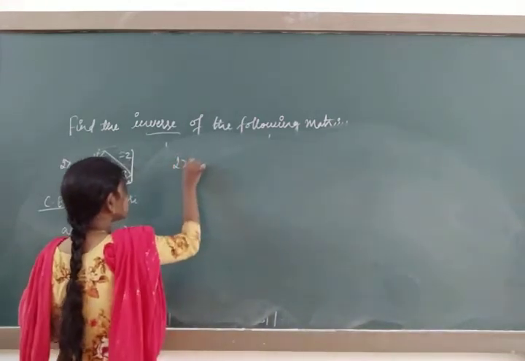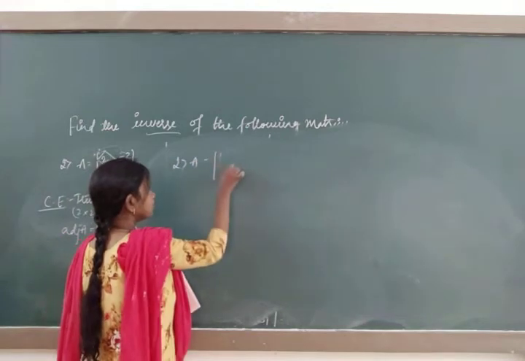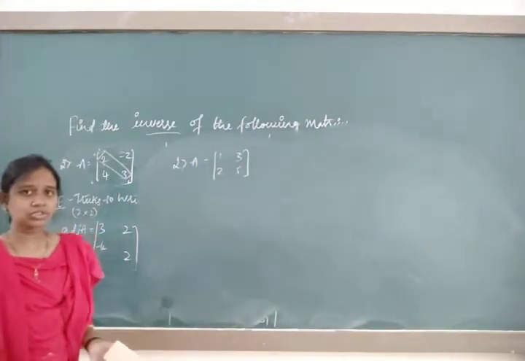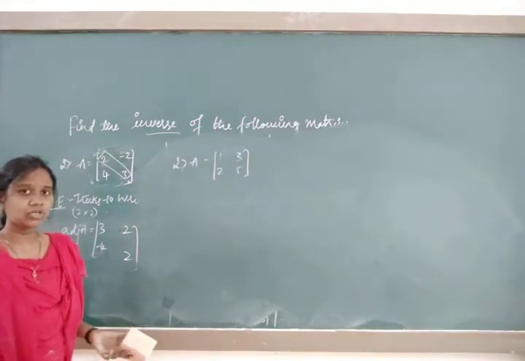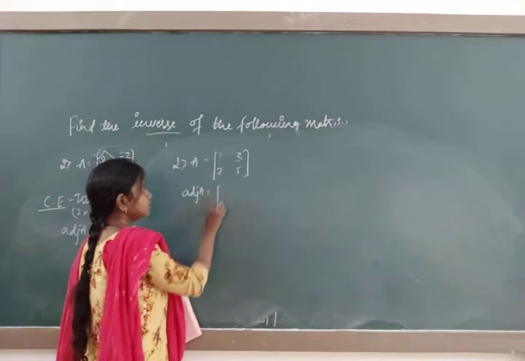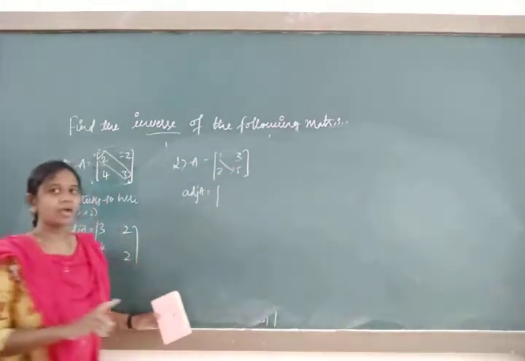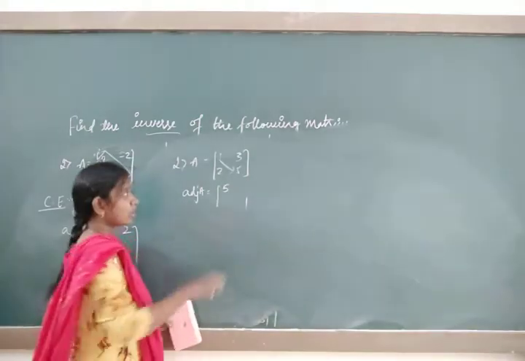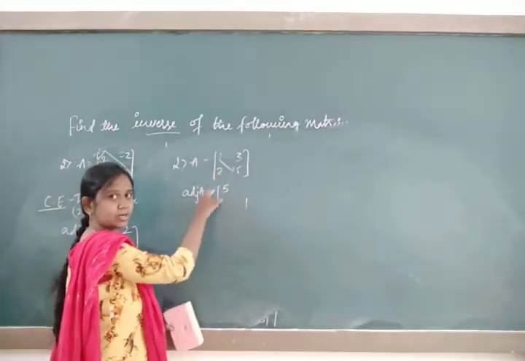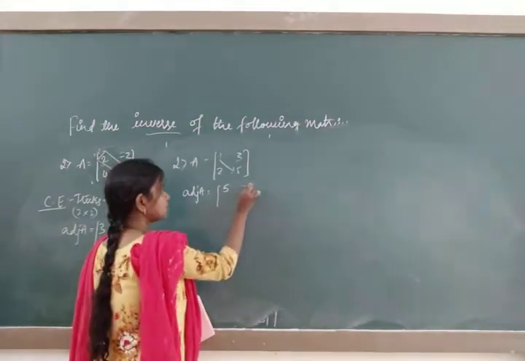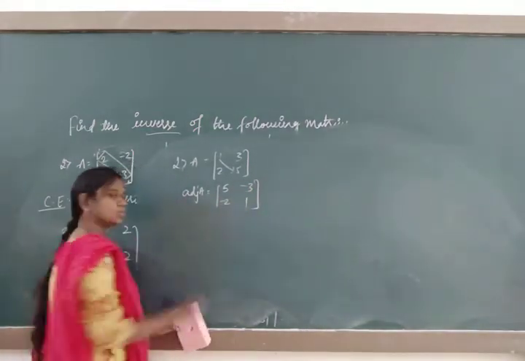If this is your question, A is equal to 1 3 2 5. For this question, if I am asking to write down the adjoint A, how are you going to write it? Adjoint A, this is the primary diagonal 1 5, you have to interchange, then it will become 5 1. And this is the secondary diagonal 3 2, you don't interchange, you change the sign: minus 3, minus 2.